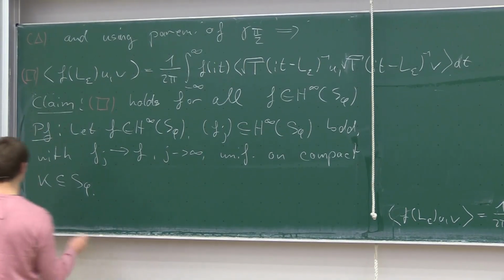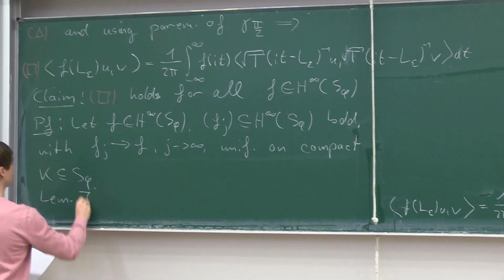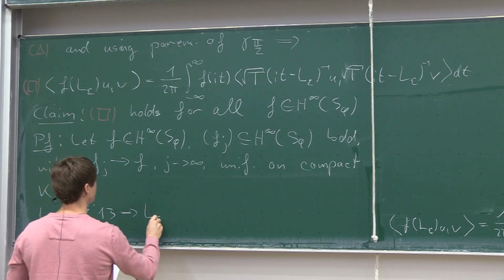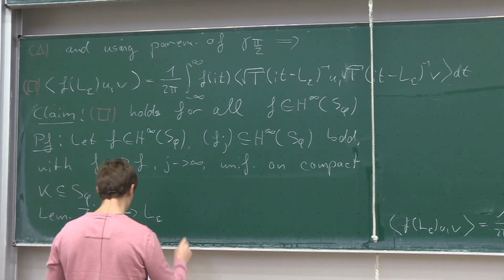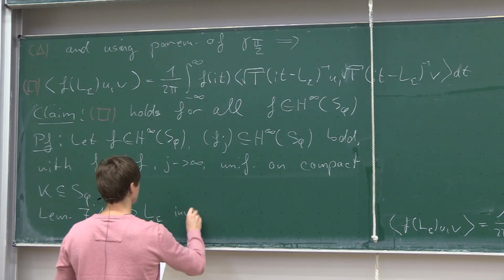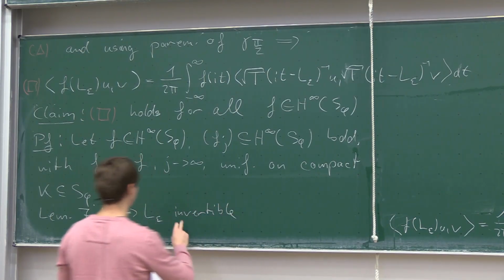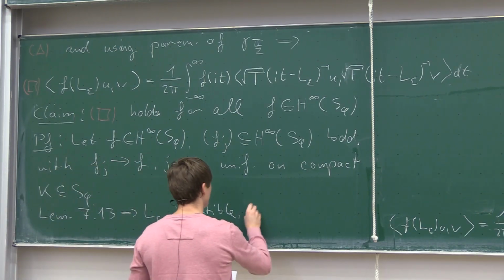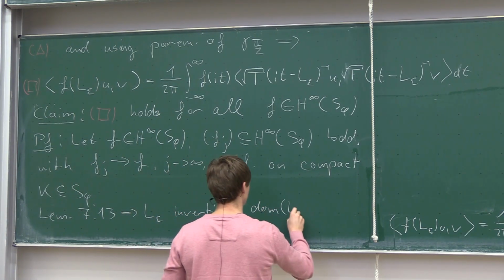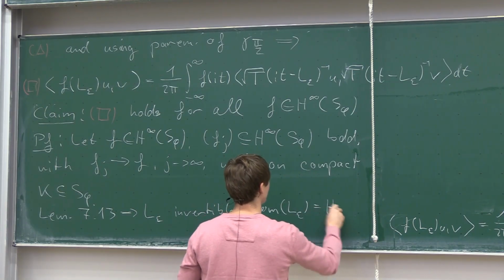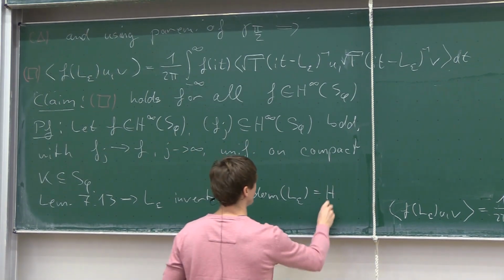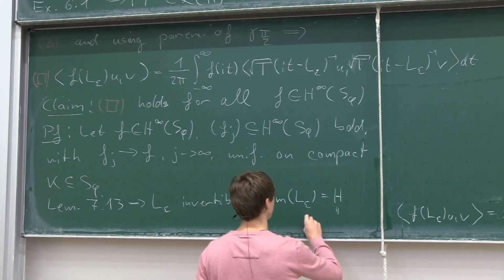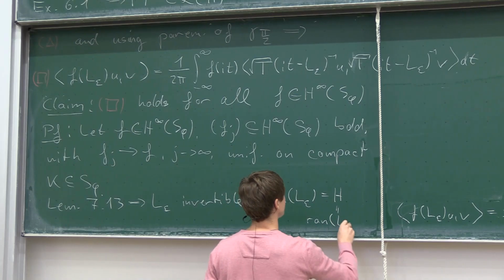By Lemma 7.13, we know that L epsilon is invertible. So indeed, the resolvents don't blow up at the origin. And in particular, because it's invertible, it's also injective. Furthermore, it's a bounded operator, so the domain of L epsilon is the whole Hilbert space. And because it's invertible, its range is also the whole Hilbert space. So the range of L epsilon coincides with H.